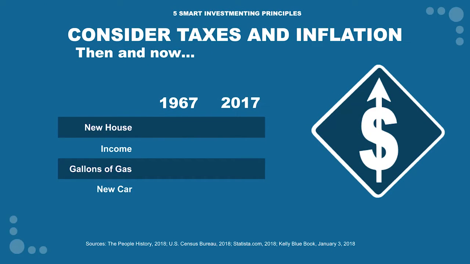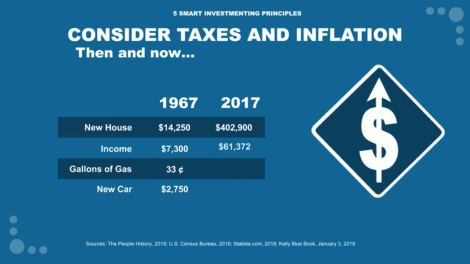Another silent thief you have to watch out for is the effect of rising prices, otherwise known as inflation. Over the long term, inflation erodes the purchasing power of your income and wealth. It is easy to see. Just look around from 1967. In 1967, new house cost was about $14,250. Income was about $7,300 per year. A gallon of gas cost about 33 cents. And the average cost of a new car was about $2,750.